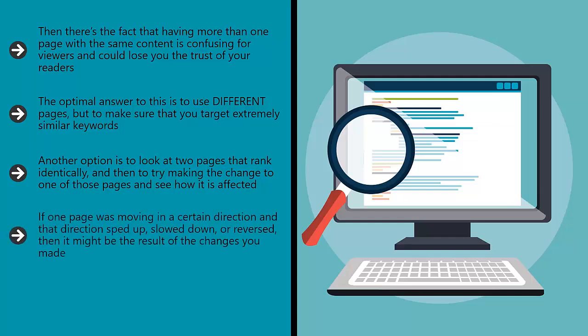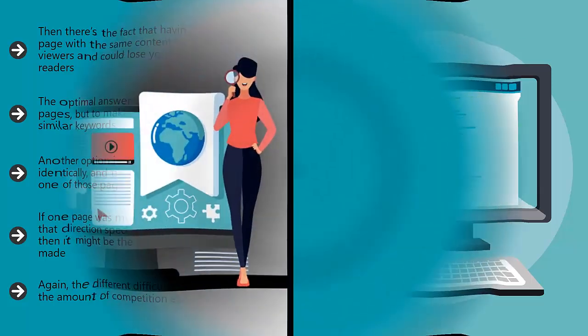If one page was moving in a certain direction and that direction sped up, slowed down, or reversed, then it might be the result of the changes you made, especially if the matched page did not show the same changes. Again, the different difficulty of different keywords, the amount of competition, etc., can all impact on your results and potentially skew your findings. But while this might be seen as a problem, it can be mitigated somewhat by simply using as many pages as possible in your test.